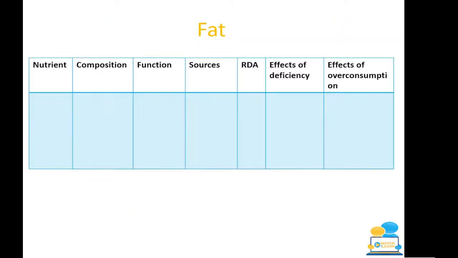Okay, so fat. Again, I like to use the same table. We have our nutrient, in this case is fat. Composition, we know that's going to be the use of scientific terminology. We're going to look at the function, so the job or what it does for my body. We're going to look at sources, so food or drinks. RDA is our recommended daily allowance. Effects of deficiency, and in this case, there's an extra little column that we didn't have in the last one. So in fact, we have effects of overconsumption, okay?